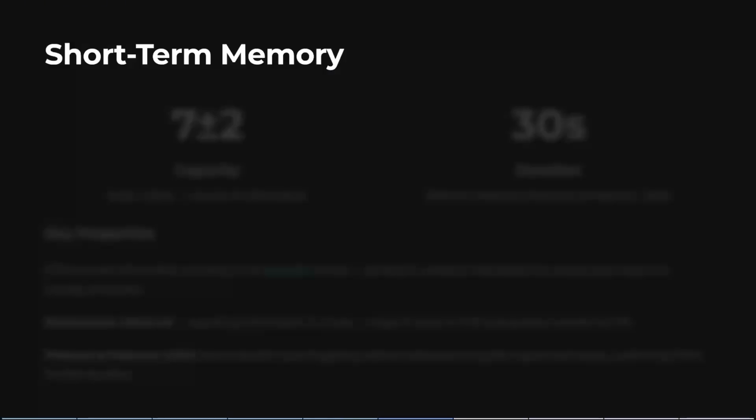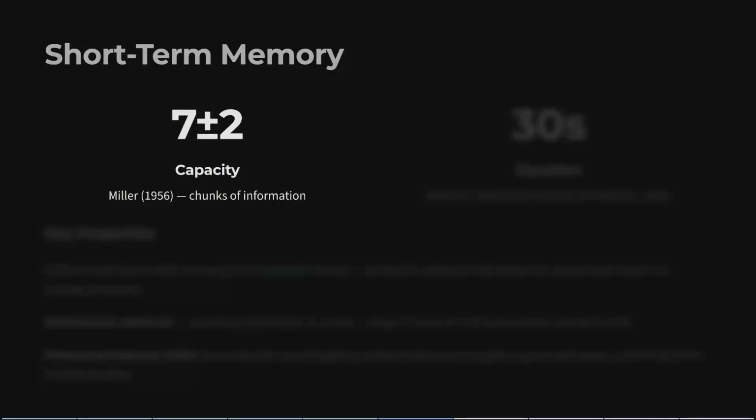Short-term memory is the store you are most aware of in everyday life. It's your conscious, working awareness of the present moment, and it has two defining characteristics that make it fundamentally different from your long-term memory. The first I'm going to look at is capacity, 7 plus or minus 2.